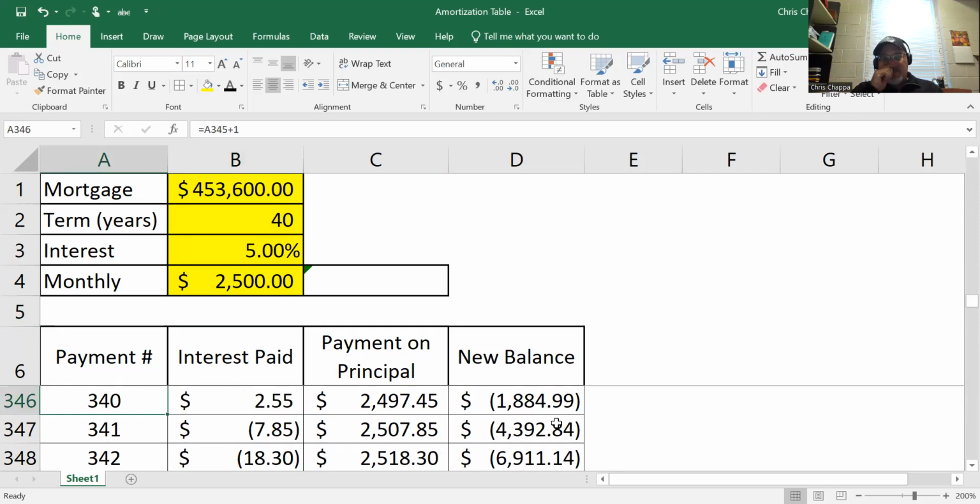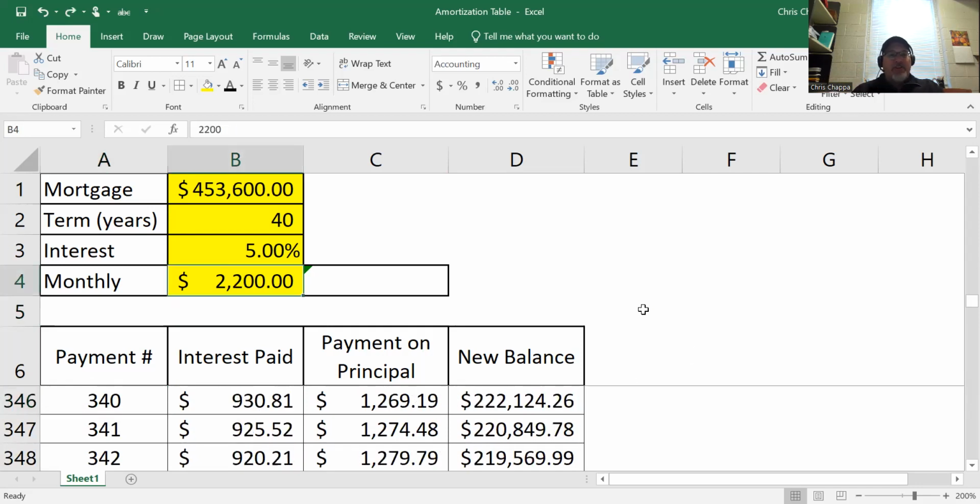So let that sink in for a second. If your mortgage payment was this, it's going to take you 40 years. If you could afford to bump it up a little bit more, you can shave off 8 months. Bump it up 300 more. Now you're taking off 10 years of payments.